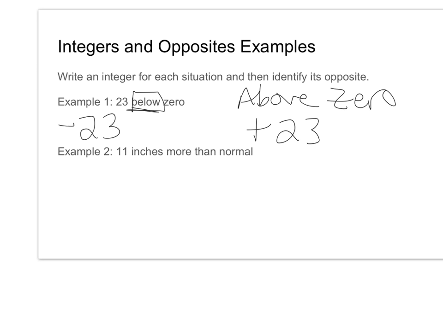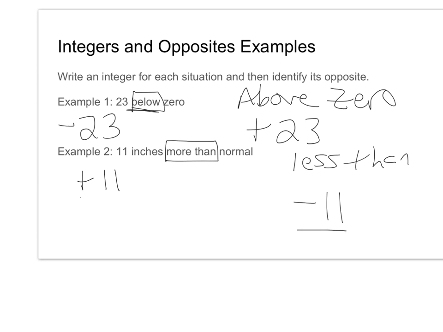Next, example 2, 11 inches more than normal. We know more than is going to be positive, so it's a positive 11. Its opposite would be less than, so it would be negative 11. You can look at the words and see what the opposite is, or if you see a negative, you know its opposite is going to be positive. If you see a positive, its opposite's going to be negative. So you can use the words and know the opposites, or actually look at the numbers and know what the opposite is. A negative's opposite is positive. A positive's opposite is negative.